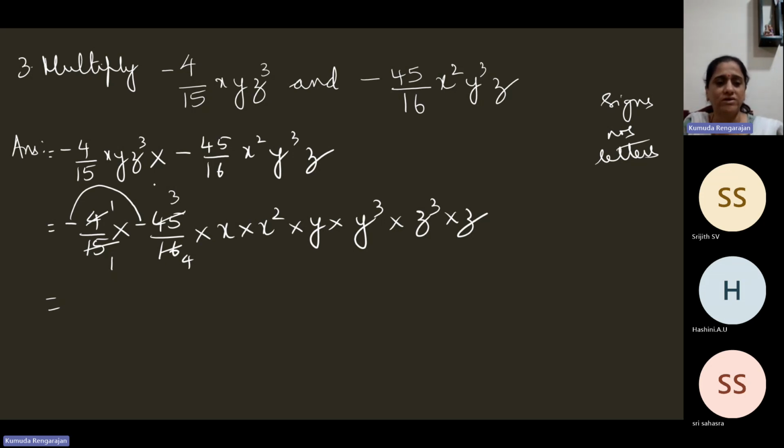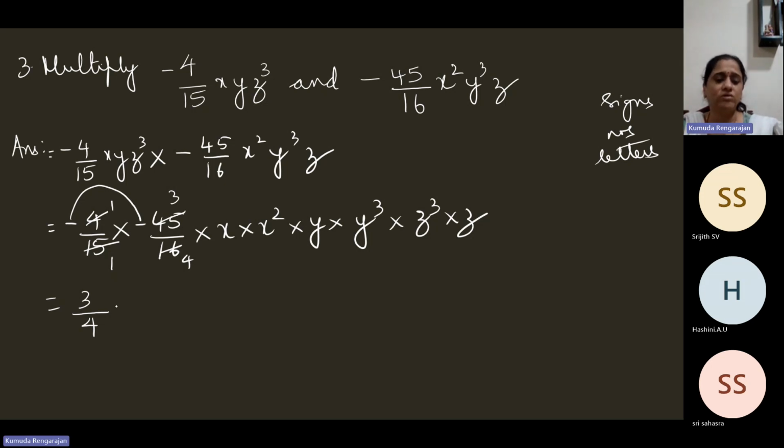Then multiply the numerators. 1 into 3, 3. Denominators, 1 into 4, 4. That's all. We've multiplied the signs and the numbers. Cancelling is multiplying the numbers. We simplify and then multiply.